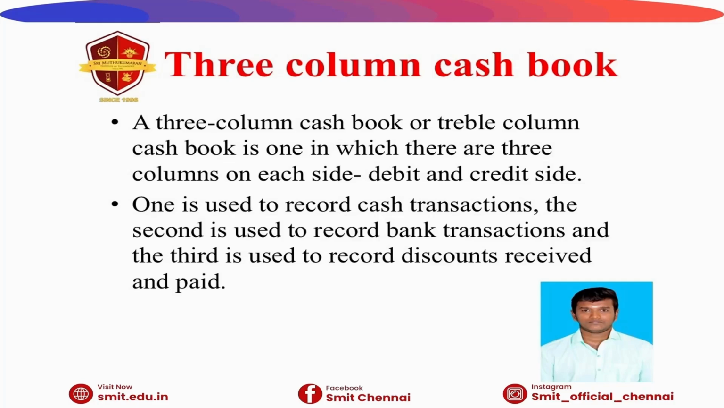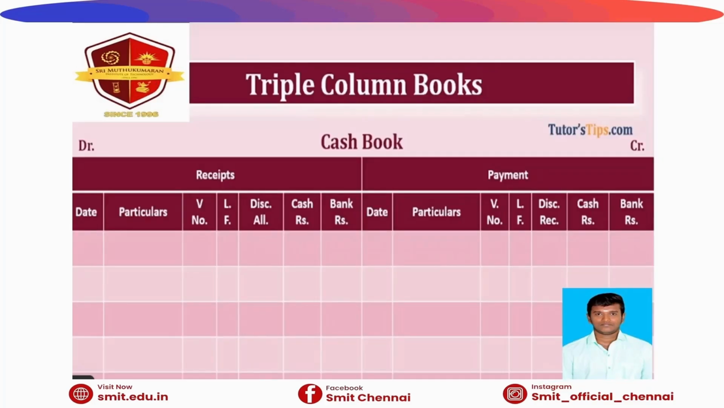Next is three column cash book. A special type of book for handling cash and bank is the three column cash book. On each side, debit and credit, it has three columns, one for cash, one for bank, and third is to record discounts allowed or received. It combines three records into one for convenience. You can see the format here.